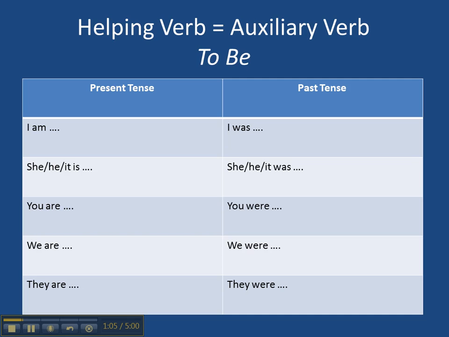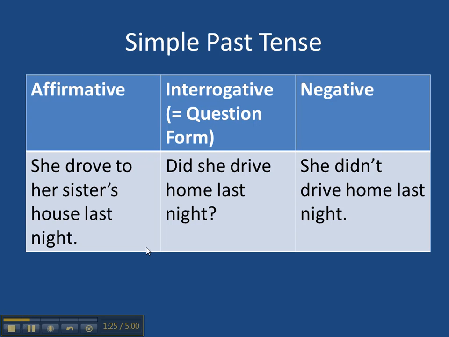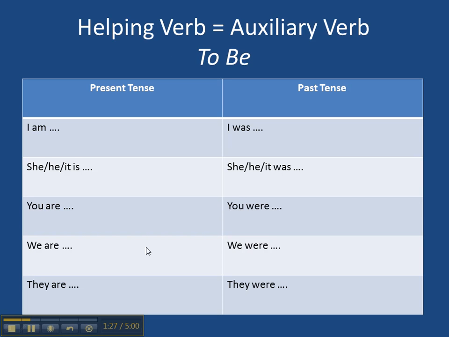Okay, next we're going to be talking about the continuous or progressive tense, and to form that you need the helping verb to be, or we also call a helping verb an auxiliary verb. And there is what the verb to be looks like in the present tense and the past tense. Okay, present tense, past tense, and you've studied that and know that.